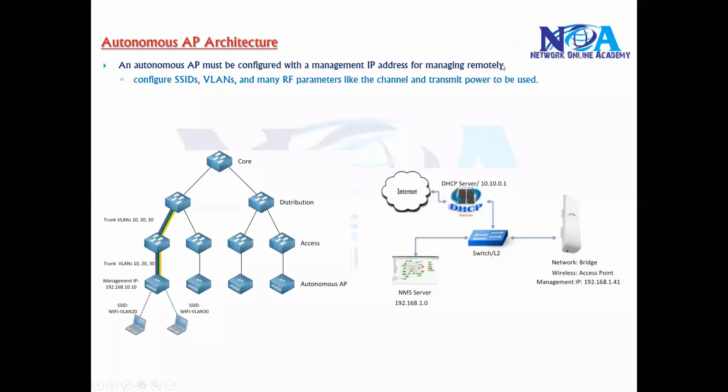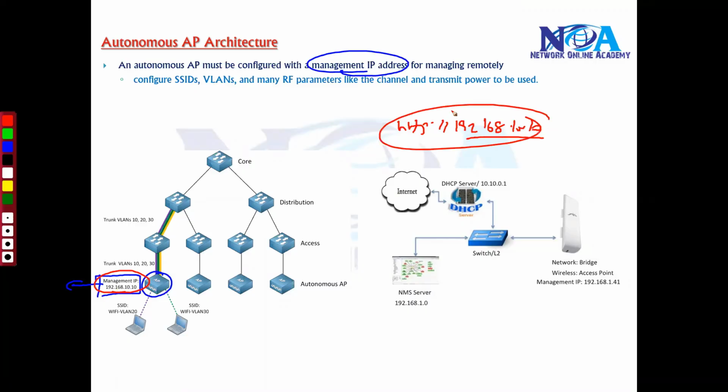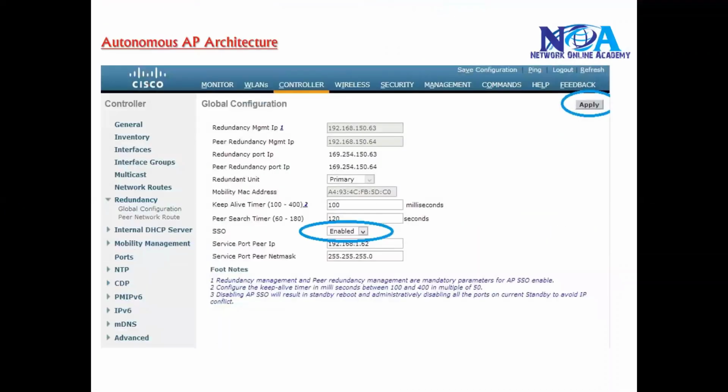Now, when it comes to managing the access point, the access points are managed individually, as I said, in the autonomous architecture. So every access point will be having something called a management IP address. Like here you can see the IP address of this access point. Let's say this is 192.168.10.10. So we go to the browser and type in 192.168.10.10, assuming that you do have connectivity to the access point. It looks something like this. So you will log into the access point GUI.